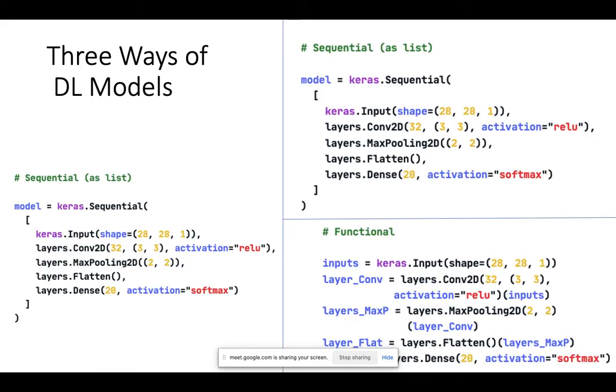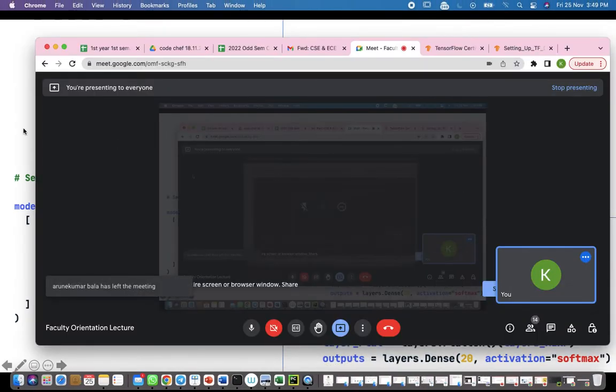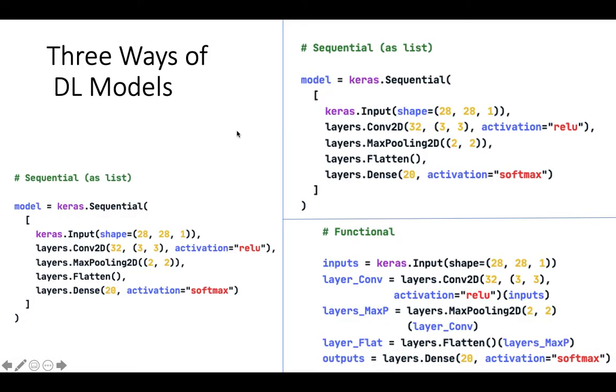Before I go to the other thing, I would like to say that in total there are only three different ways of creating deep learning models. In a few assignments, one particular pattern of deep learning model is used, usually sequential.